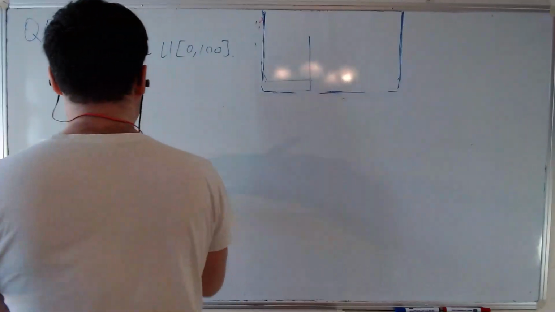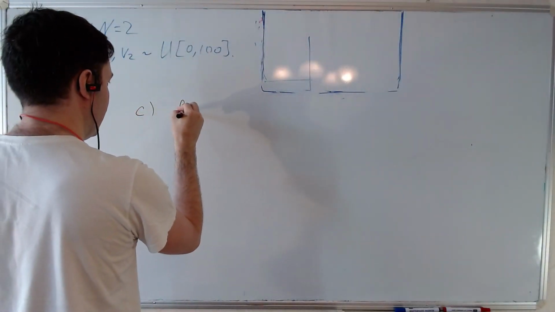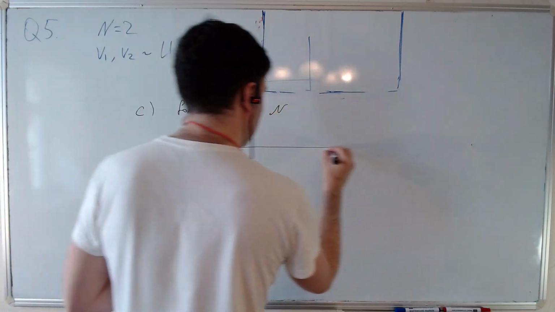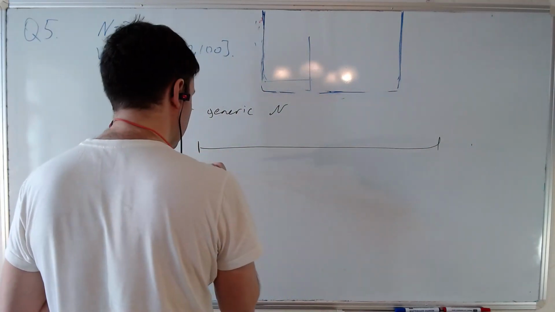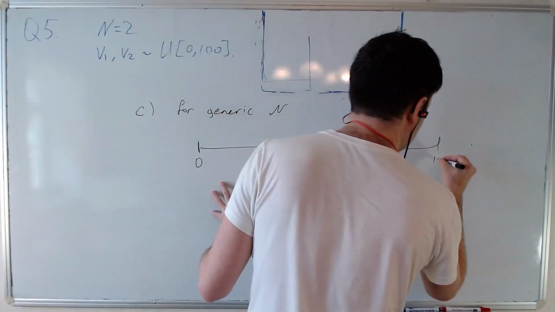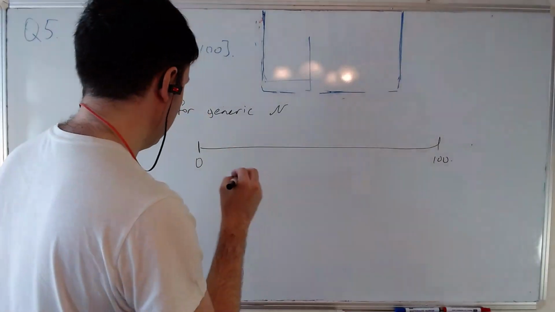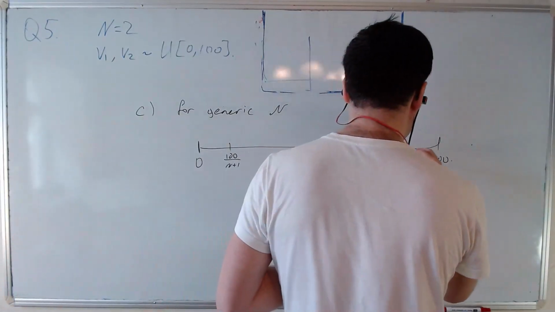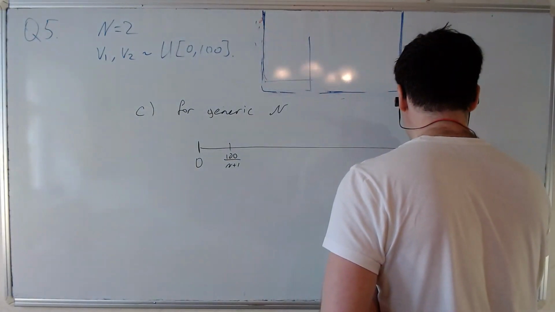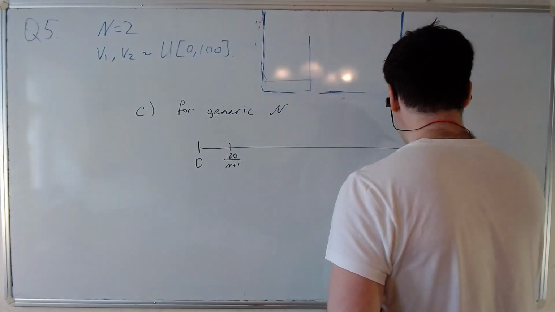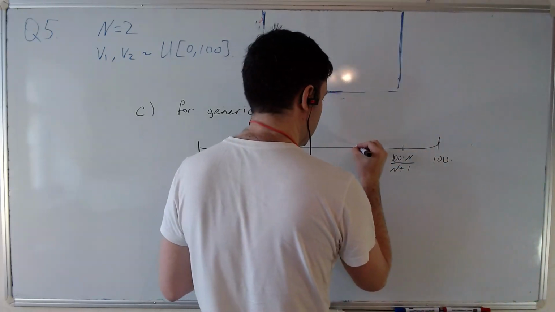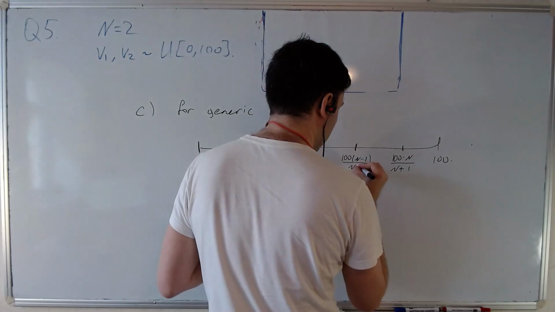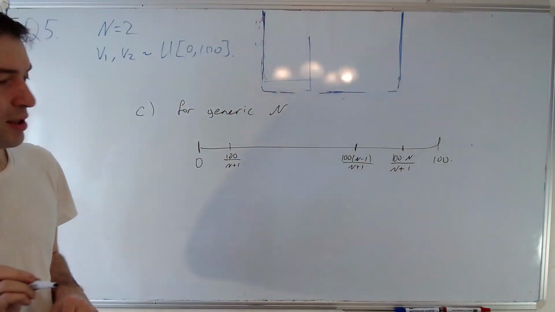Okay, so we will do Z for generic n. For this we need general order statistics. Remember, this is 0, this is 100, and our lowest value is 100/(n+1), and it goes all the way to 100 times n/(n+1). That's the highest order statistic, and the second highest will be 100 times (n-1)/(n+1).